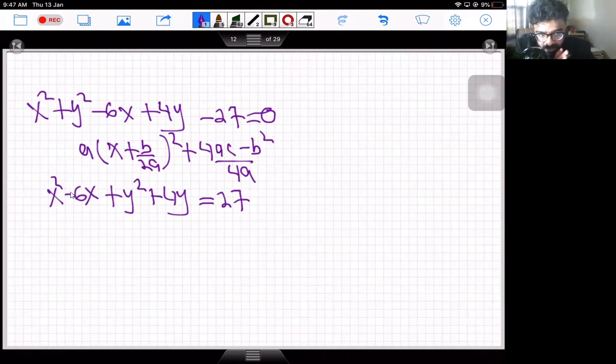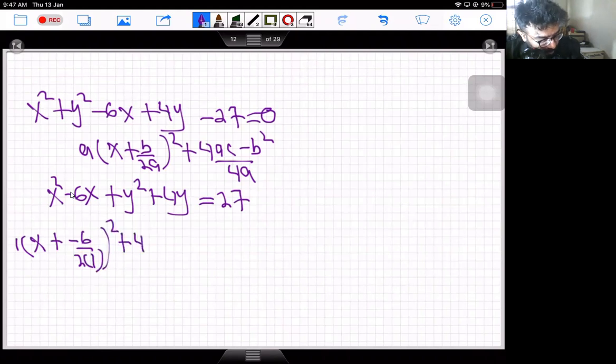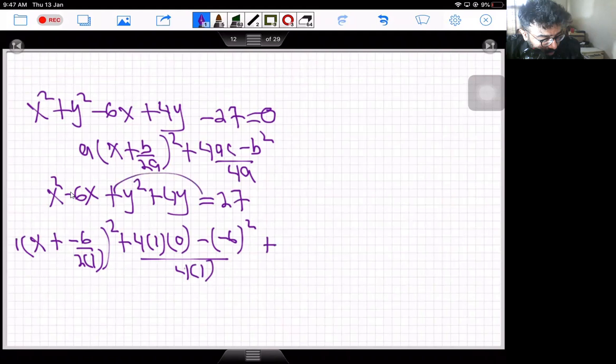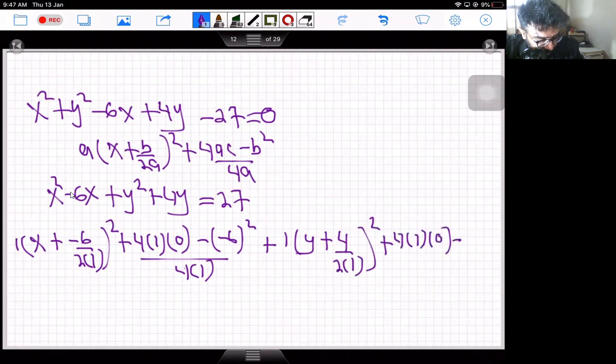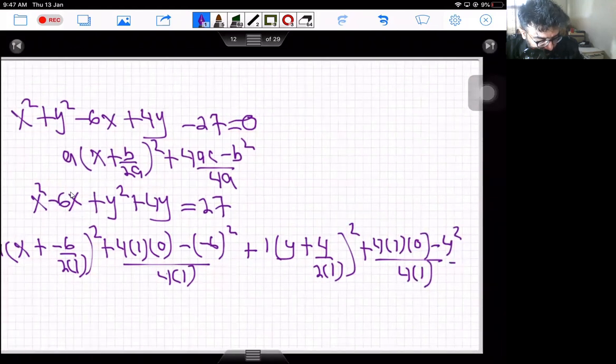First, I'm considering only x² − 6x and using this formula where x is the variable. So 1 multiplied by (x + (−6)/(2 × 1))² + (4 × 1 × 0 − 6²)/(4 × 1). And then I'm considering only y² + 4y where y is the variable. So 1 multiplied by (y + 4/(2 × 1))² + (4 × 1 × 0 − 4²)/(4 × 1), and this whole thing is equal to 27.